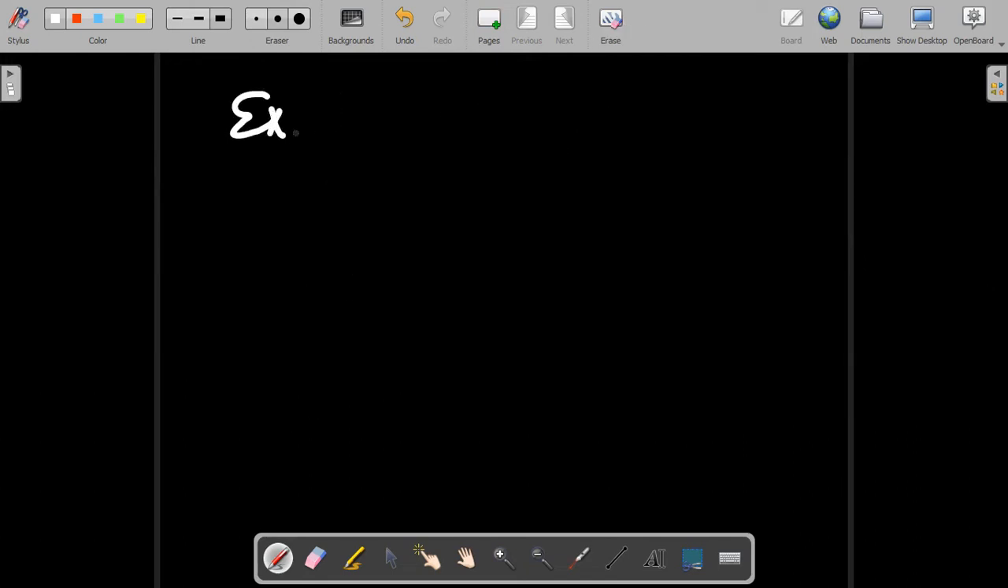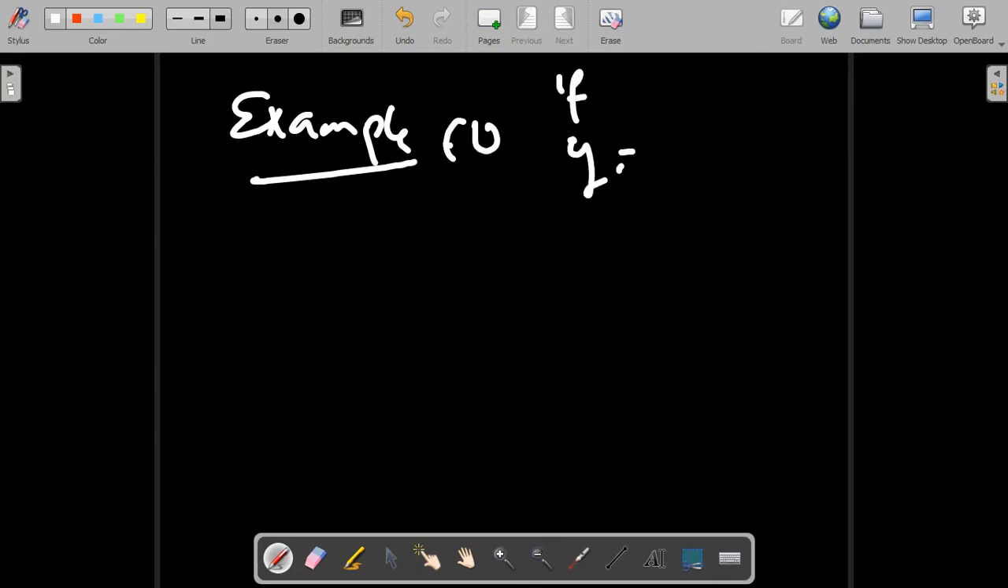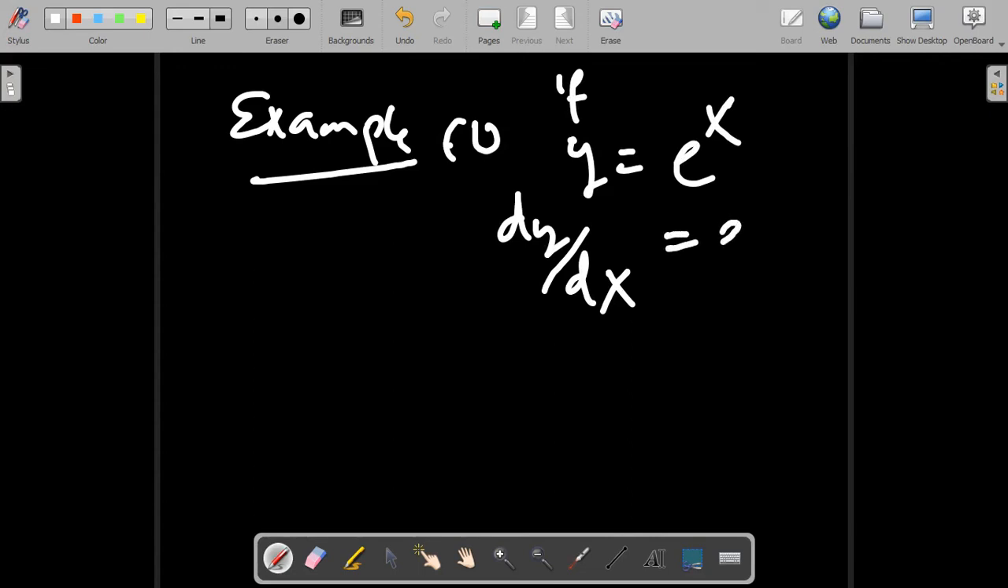Example number 1: if y is equal to e raised to the power of x, then when you find the derivative of this function, dy over dx gives you e raised to the power of x. So it remains the same, it does not change in any manner.